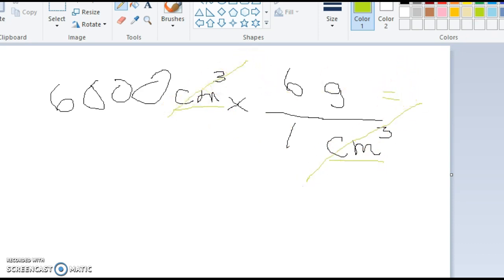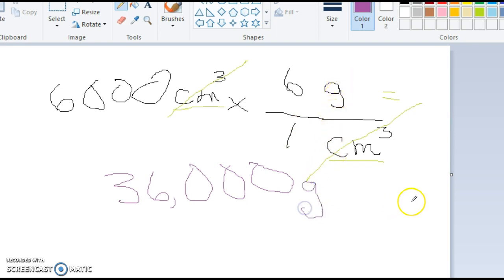So when I go through and get my answer now, I have 36,000. And technically it's over 1, but we don't need to write that. And all that we're left with are grams. So that's how we can see algebraically how we get the grams.